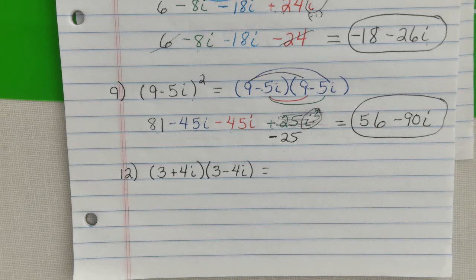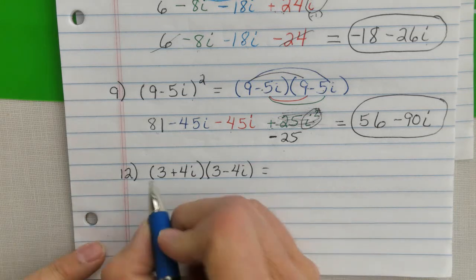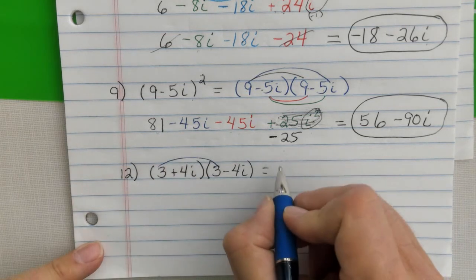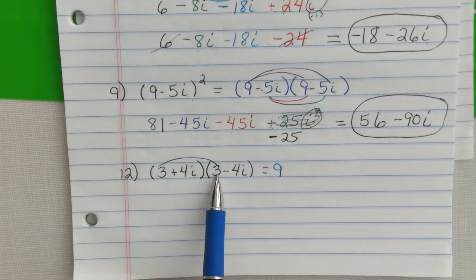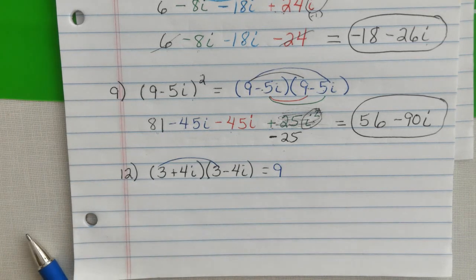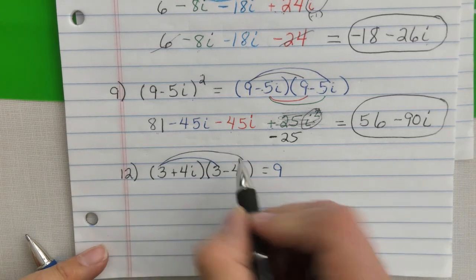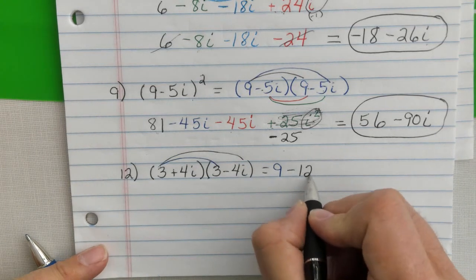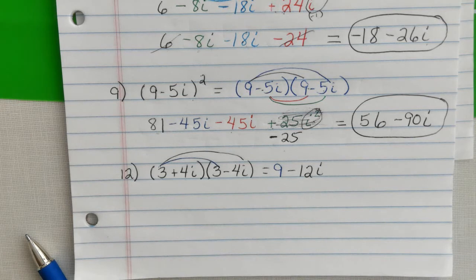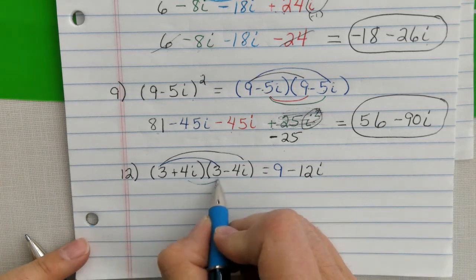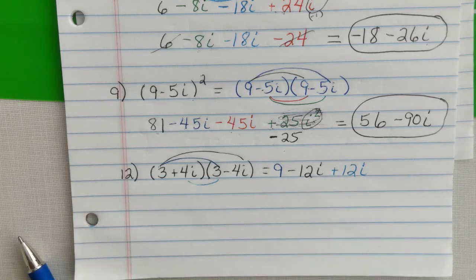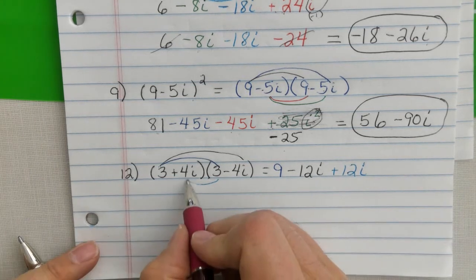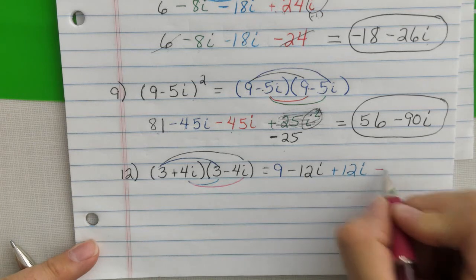Let's see. Let's start distributing. We'd have 3 times 3. Oh, I'm going to start FOILing. Distribute the 3. So, first, then outer, a minus 12I. Inner, what's the inner going to be? A plus 12I. And then a minus 16I squared. Good.